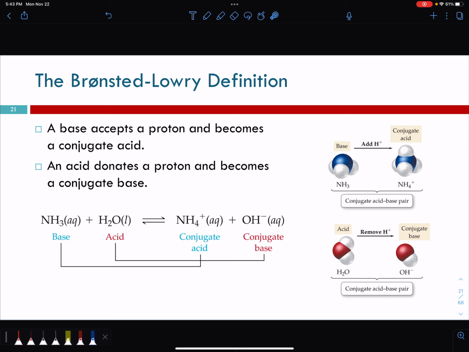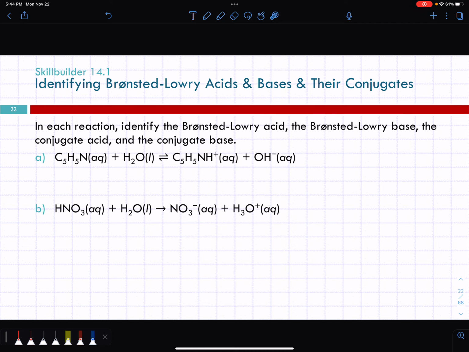So again, to review, a base accepts a proton and becomes a conjugate acid. An acid donates a proton and becomes a conjugate base. So those are your conjugate acid-base pairs. All right, so in each reaction, identify the Bronsted-Lowry acid, the Bronsted-Lowry base, conjugate acid, and conjugate base.